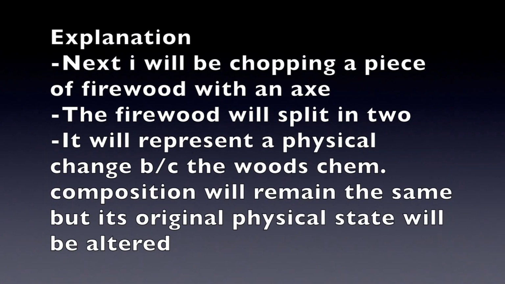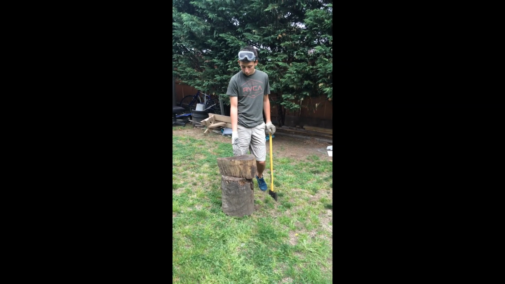Explanation. Next, I will be chopping a piece of firewood with an axe. The firewood will split into two. It will represent a physical change because the wood's chemical composition will remain the same, but its original physical state will be altered. As you can see, I have a whole piece of firewood right here.